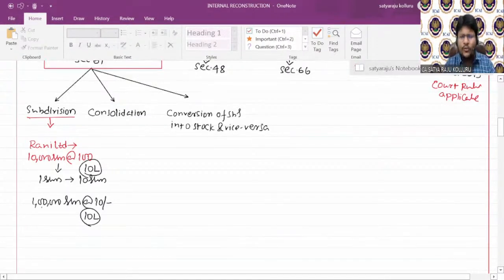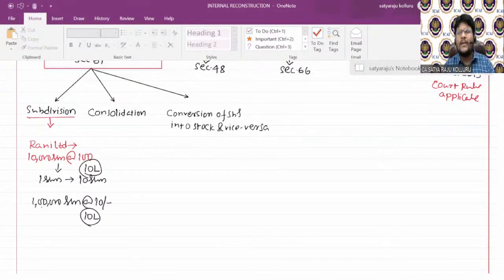Sir, due to this subdivision, the company will not get any profit, and the company will not lose any profit as well. So why are we doing it? As a process of internal reconstruction, for the smooth conduct of the activities of internal reconstruction, we just go for subdivision. Next, one more that I have.